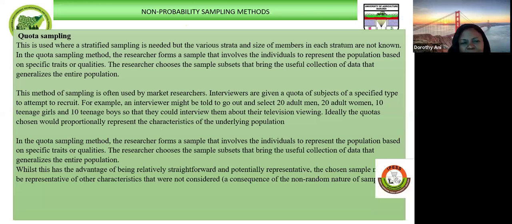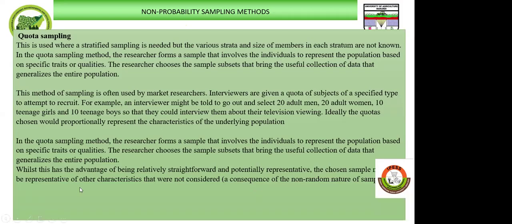So what are we talking about? Who can explain this to us? Who can explain quota sampling to us? If it's in a physical class, I will say 10 marks. Okay, ma. Let me explain so that I'll get the 10 marks.